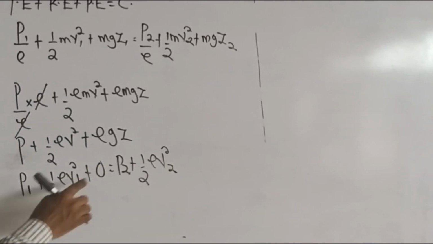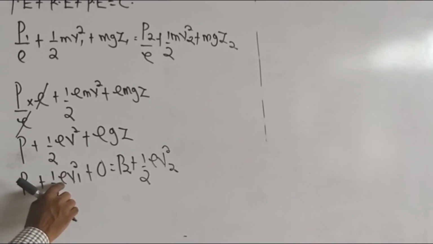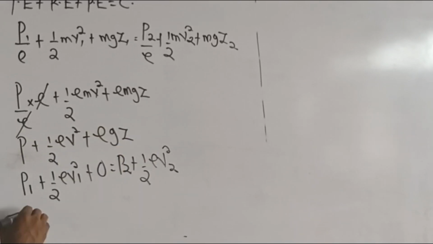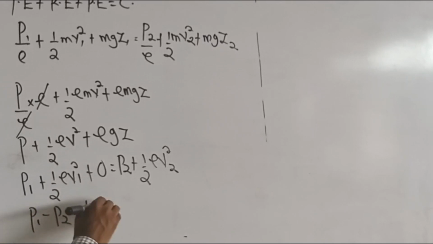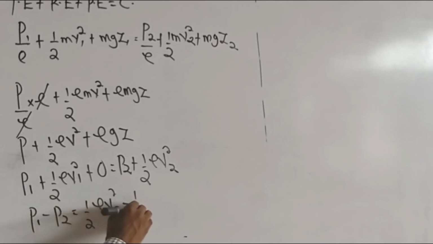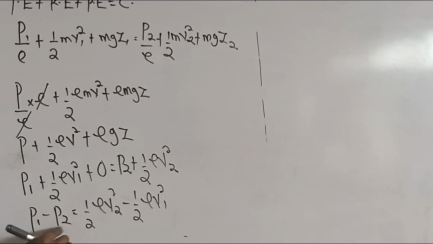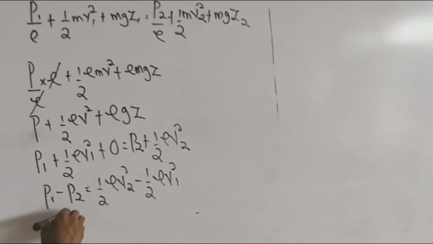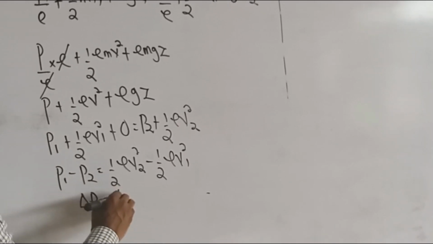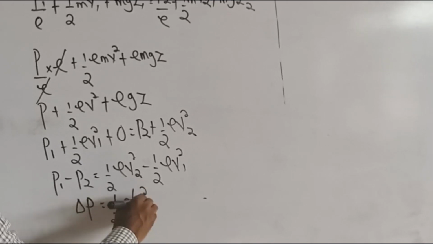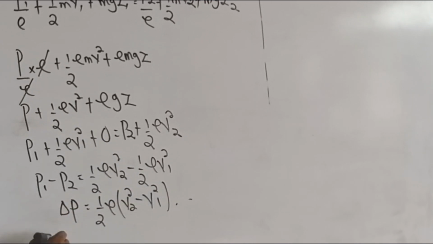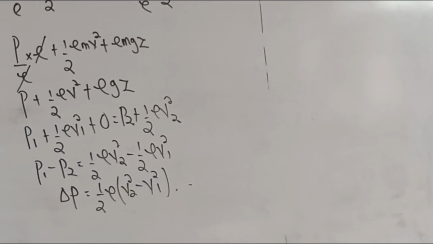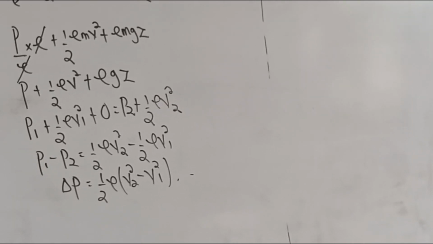So collect like terms by bringing P2 to this side and taking kinetic energy to the other side. So I'm having P1 minus P2 is equal to 1 over 2 rho V squared 2 minus 1 over 2 rho V squared 1. What is common in this expression is 1 over 2 rho, which is density. So P1 minus P2 will give us the change in pressure, which is 1 over 2 rho into V squared 2 minus V squared 1. So this is the expression to calculate the pressure, since the height of the plate is not given.